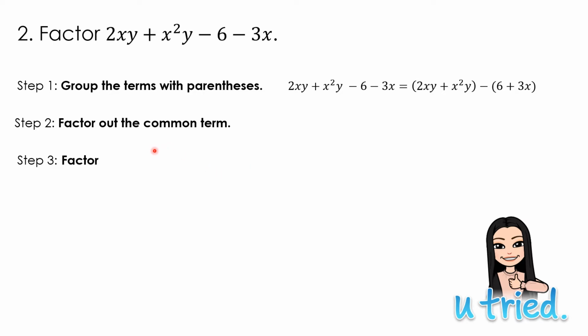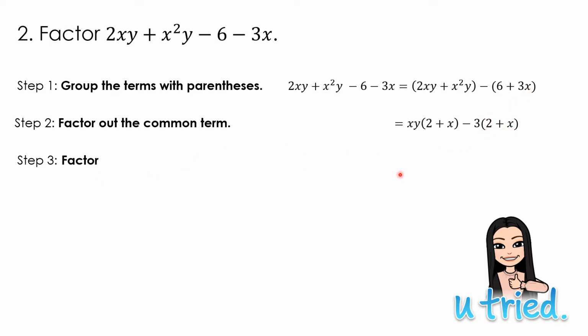Next is to factor out the common term. Okay, so let's factor out between 2xy plus x squared y. The common factor is xy. And for the common factor between 6 plus 3x, that is 3. We take xy from 2xy, the remaining here is 2, and x squared y divided by xy, the remaining now is x. Minus 6 divided by 3, that is negative 2, and 3x divided by 3, that is x.